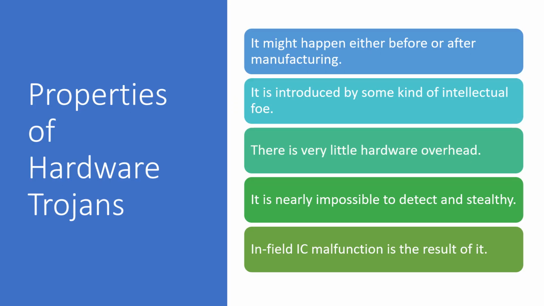Here are a few properties of the hardware Trojan. It can be put before or after manufacturing. It can be inserted by some intellectual competitor. It can be extremely small in size. It is stealthy and nearly impossible to detect. It causes the IC to malfunction in the field.